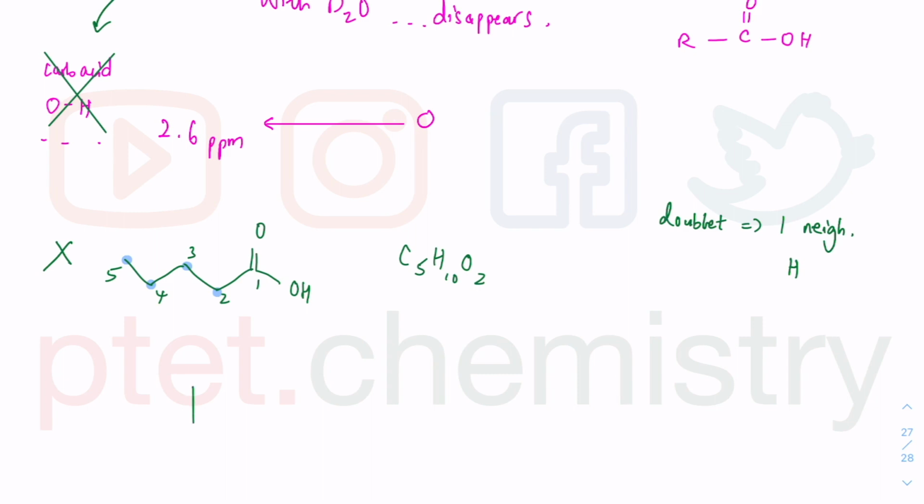Let's see. If like that, 1, 2, 3, 4, 5, and that doesn't work, does it? So 1 neighboring proton: this one will see many lines, this will see 1 neighboring proton, so 4 and 5 will see a doublet. 2 will see 1 neighboring proton, so 2 will see a doublet.